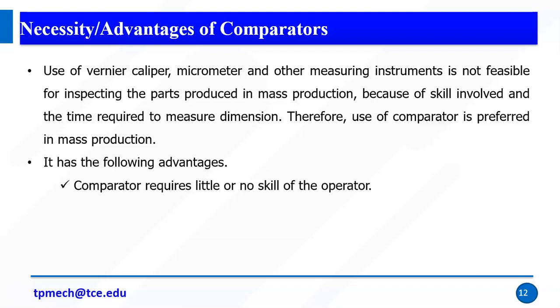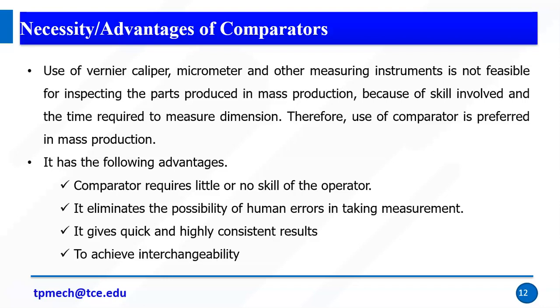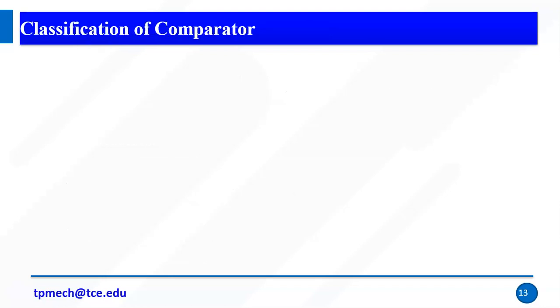Again, it has other advantages, like it doesn't require skill, or it may require low skill, right? It needs little or no skill of the operator. It eliminates the possibility of human errors of taking measurements. It gives quick and highly consistent results, right? Again, we can achieve interchangeability, right? These are some of the advantages of comparators.